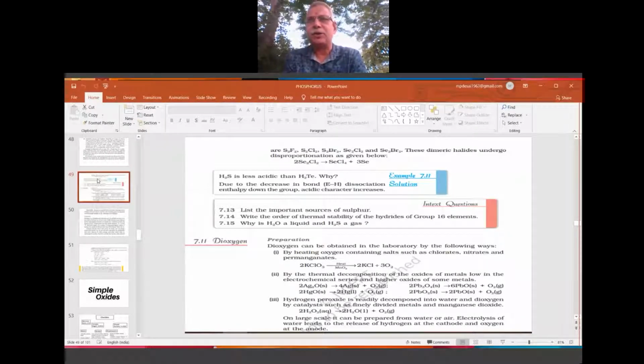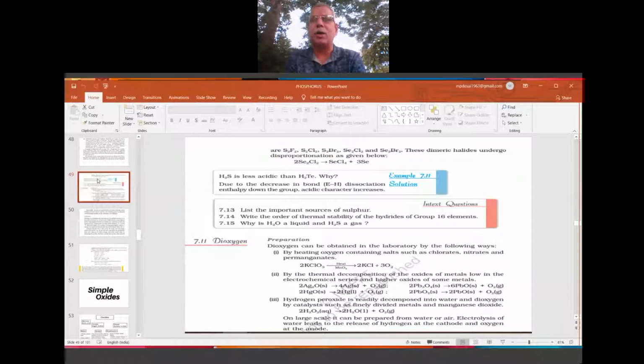Otherwise, we would have extended the 10th knowledge to 12th class also, but no problem. So we don't require it. It is not so important. So by the thermal decomposition of least reactive metals, where the bond is weak, we can rupture it easily with less amount of energy. So we have gone for that method also.